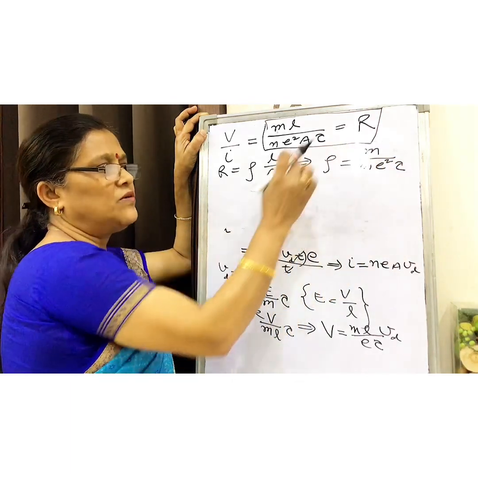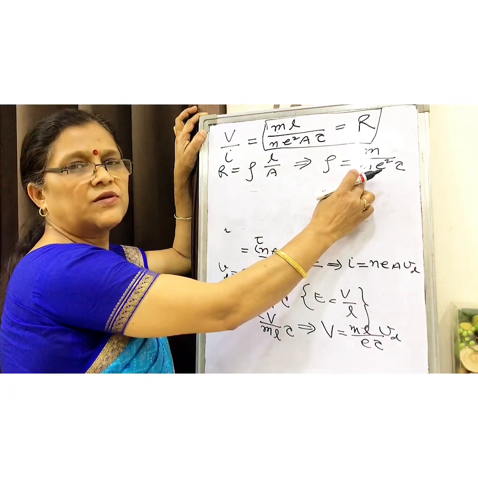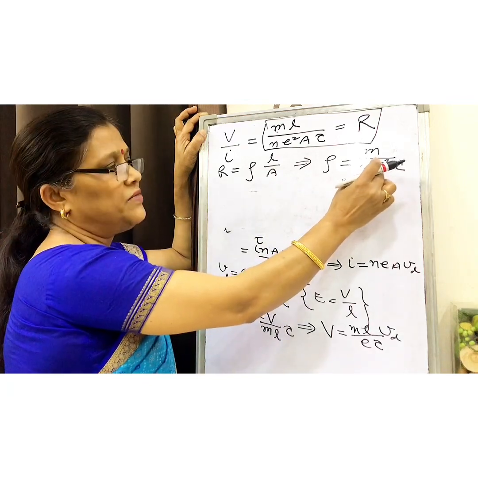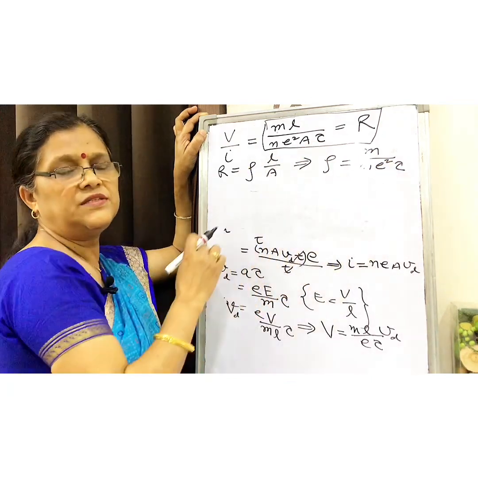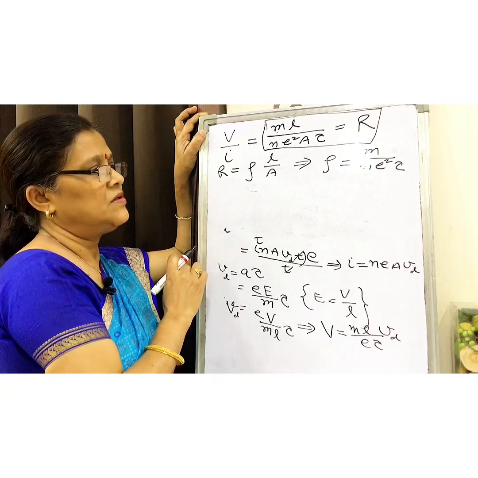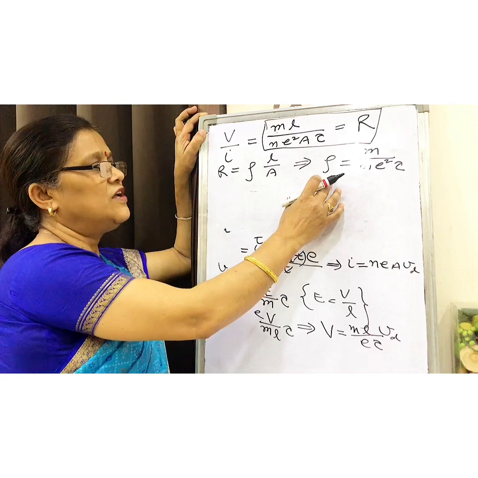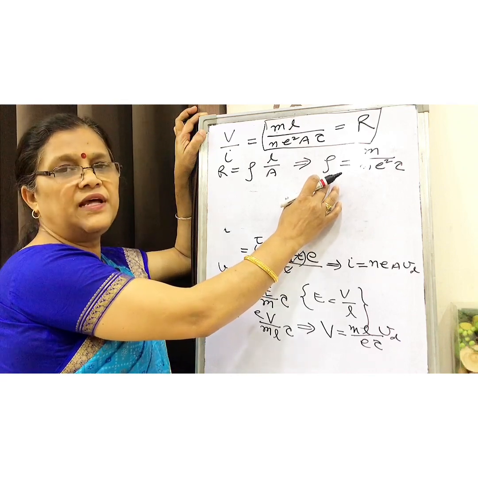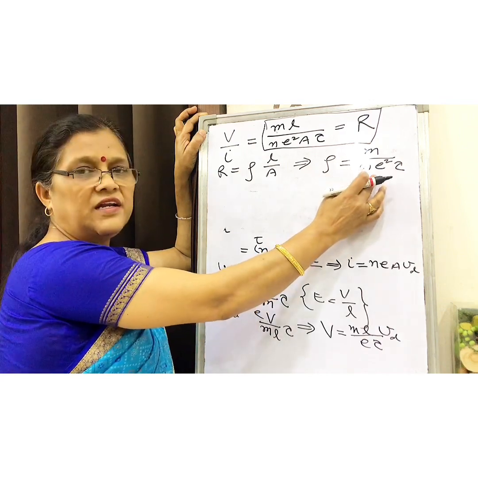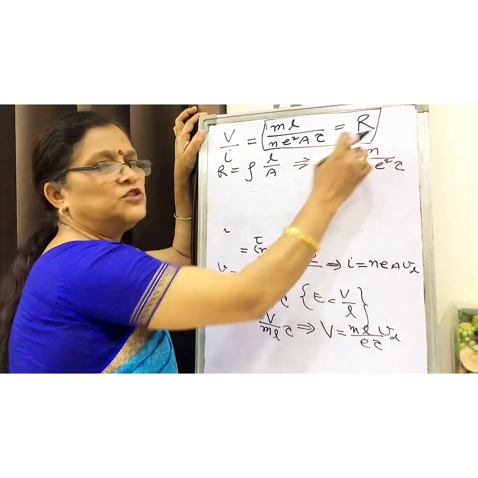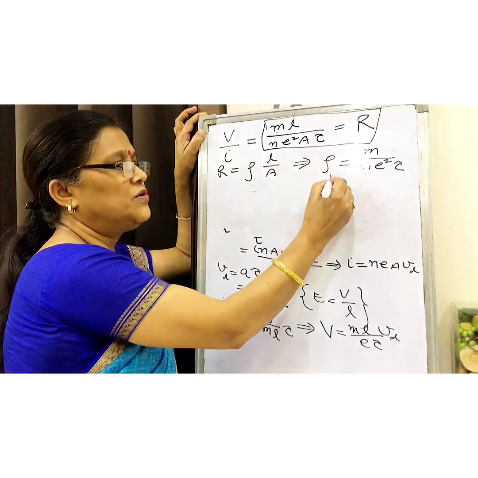What is m? Mass of electron. This n is number density, number of free electrons per unit volume, e is electronic charge, and tau is average relaxation time. So, what we observe, that we have previously said that rho is independent of length and area of cross section of the conductor, and it is quite clear here that in this expression there is no length and no area of cross section. It solely depends on two things.